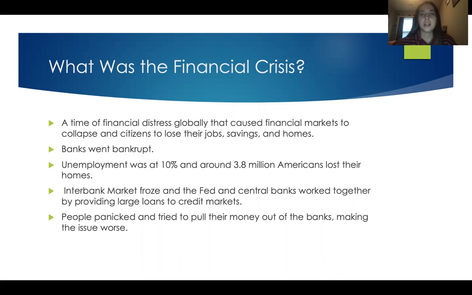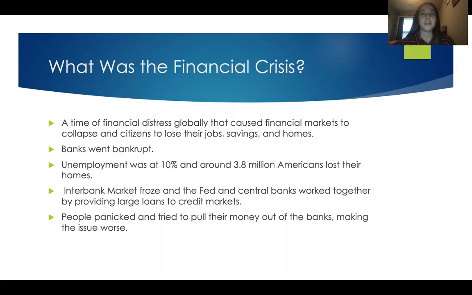Unemployment was at 10%, and about 3.8 million Americans were unable to pay for their homes and lost them. During the crisis, prices in the housing market fell dramatically, and many borrowers were unable to pay. Banks began to have losses. Many investors tried to leave the market, and financial firms failed, and some had to be bailed out by the government. This happened globally, and the interbank market froze.